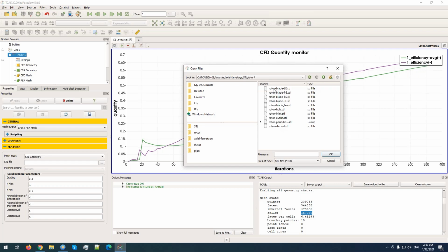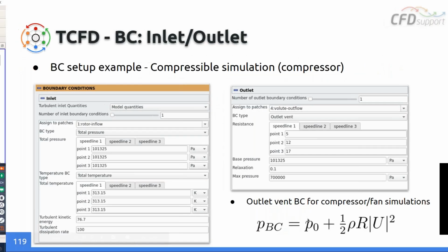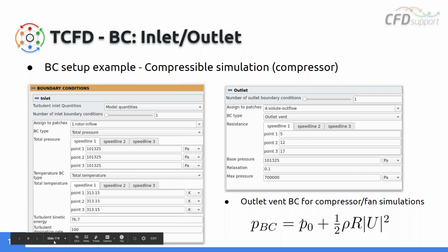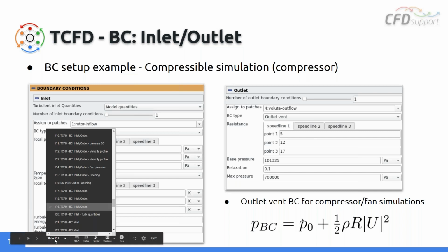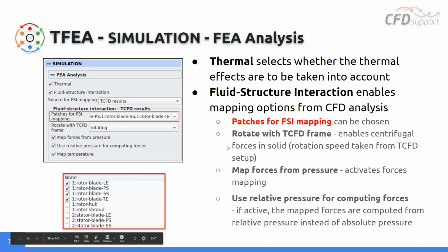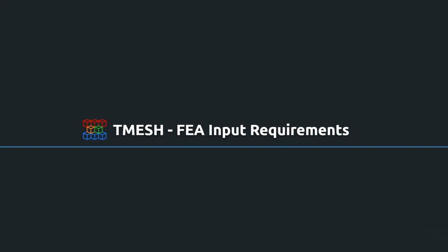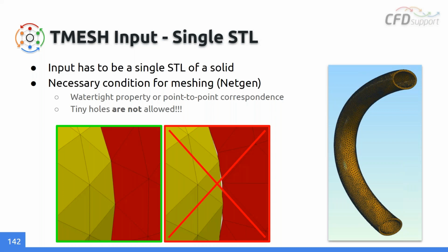So I will go to the rotor part, and here we have the rotor blade FEA available. Then for setting the parameters for FEA, I have maybe some slides to show you. Okay, I think it's somewhere at the end. Yeah, finite element analysis. This is the input requirement for the STL.